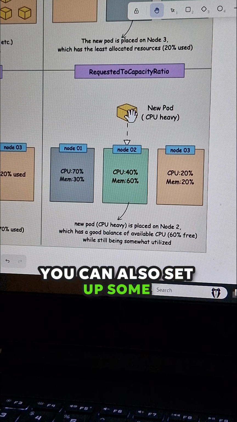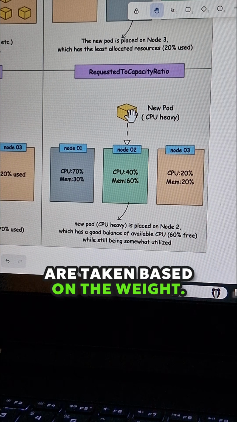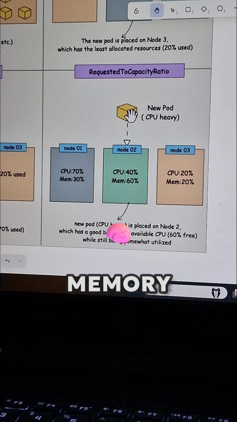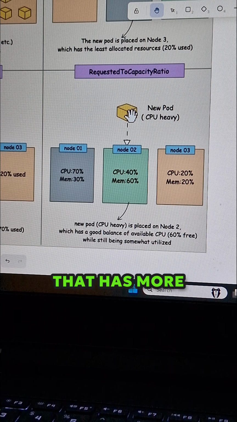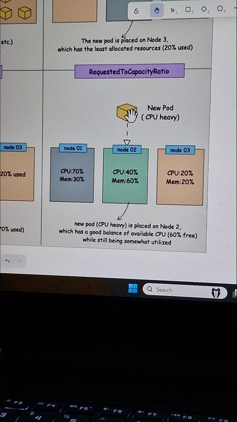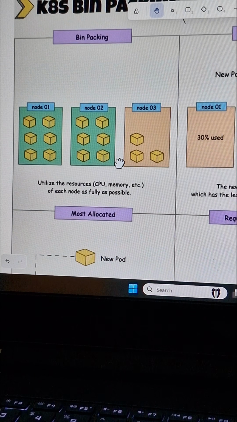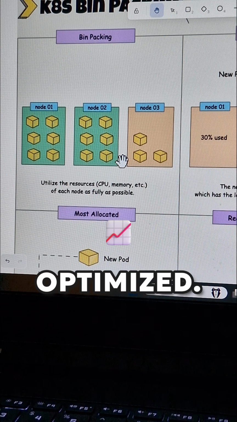You can also set up some weights so that the scheduling decisions are taken based on the weight. Let's say your CPU has a weight of 2 and your memory has a weight of 1, then the scheduler will pick the node that has more CPU resources, right? So these two strategies can help you achieve bin packing. Therefore, the cost is optimized.